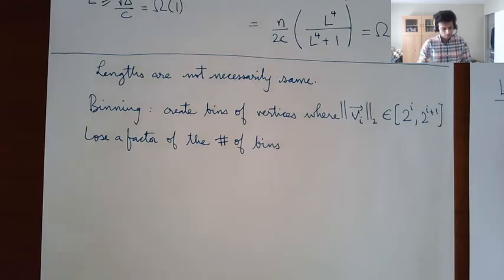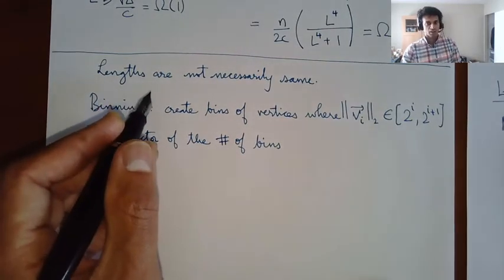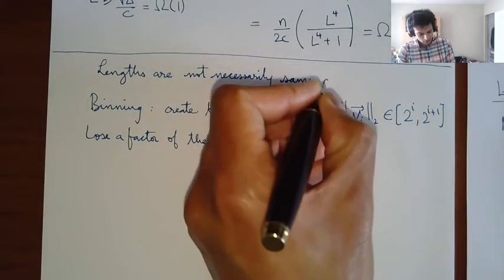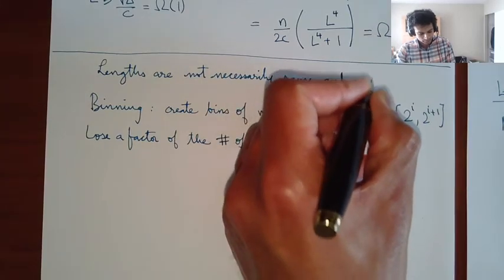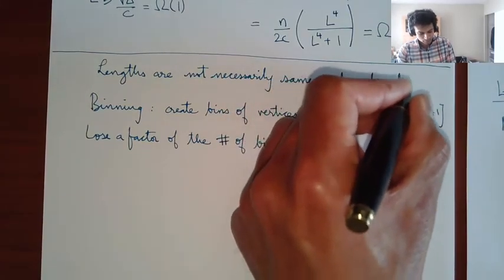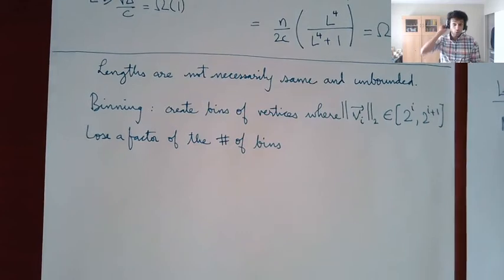Except you have a problem. Lengths are not necessarily the same, and they're unbounded. So we don't even know what the lengths are. Maybe there are some vectors that are exponentially long, and you use that to potentially embed something.